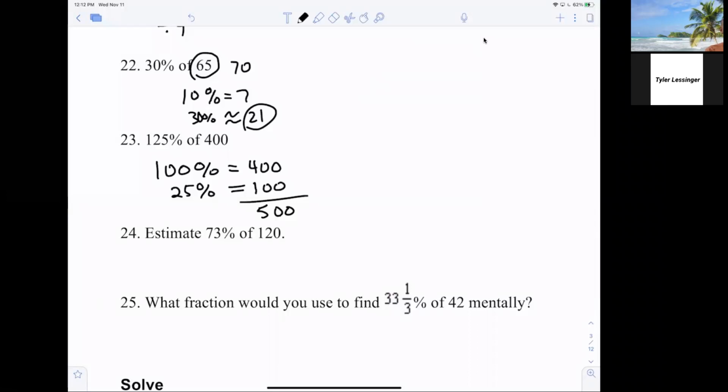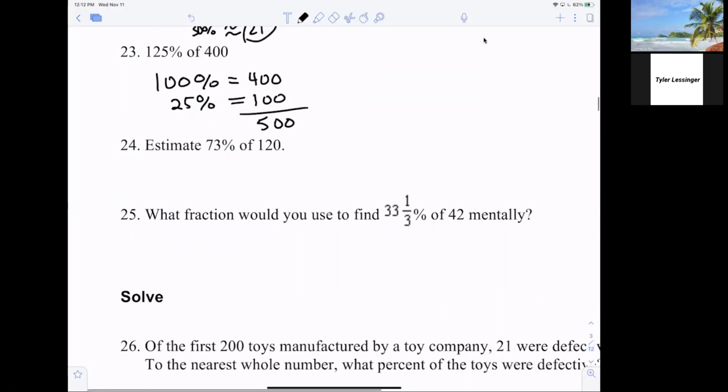Okay, estimating. Now, 73% is close to what? 7. I'm okay with that, 70%. And so 120. So I'm doing 10% is equal to what? 12. So 70%, we can do the mental math on that. What's 7 times 10? 7 times 2? Add them together. 84. Good job. So it's roughly 84. Roughly 84. All right.